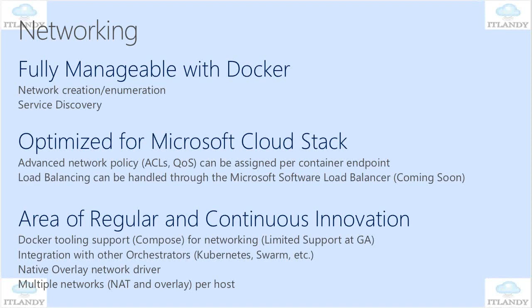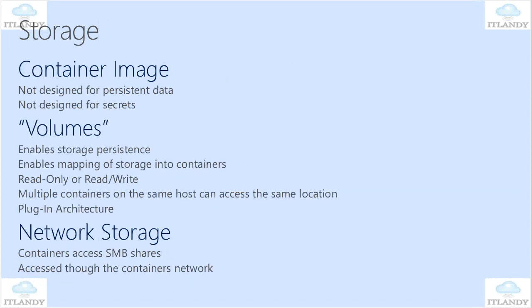Networking is fully managed with Docker: network creation and then service discovery, optimized for the Microsoft Cloud Stack. We have advanced network policy, ACLs, and those can be assigned per container endpoint. Load balancer can be handled through Microsoft software load balancer, which was coming soon. It is an area of regular and continuous innovation around Docker tooling and native overlay. Again, a lot of improvement introduced by Microsoft.